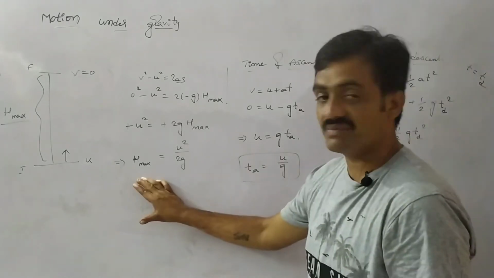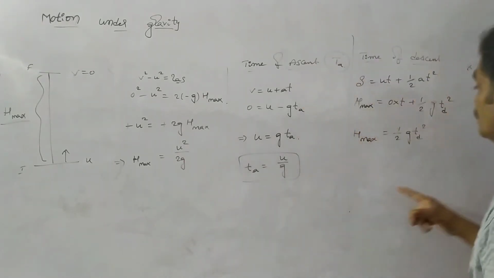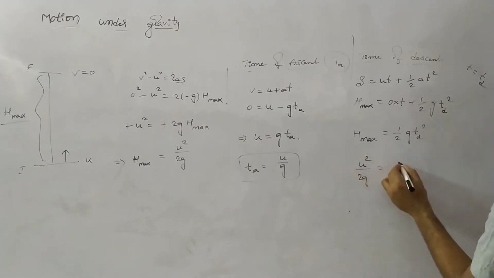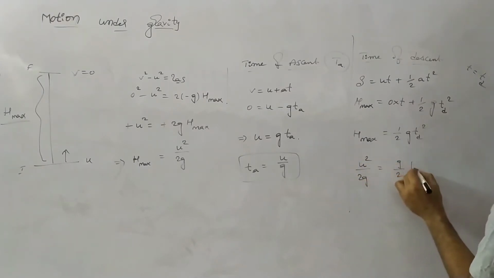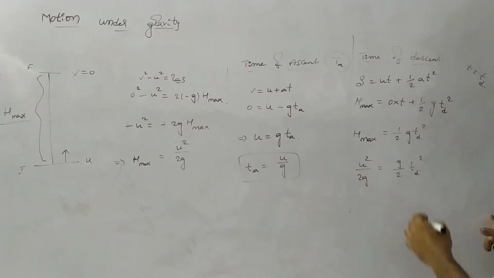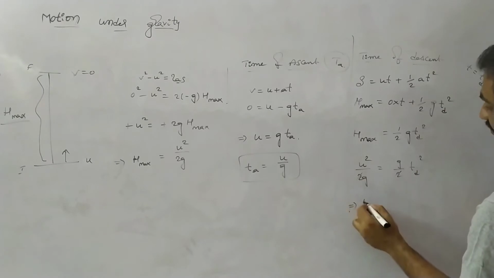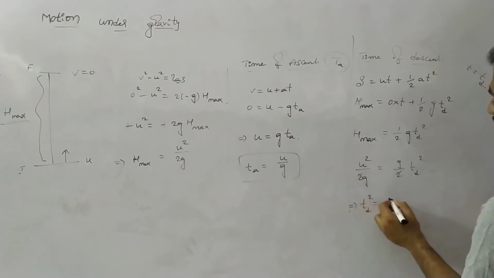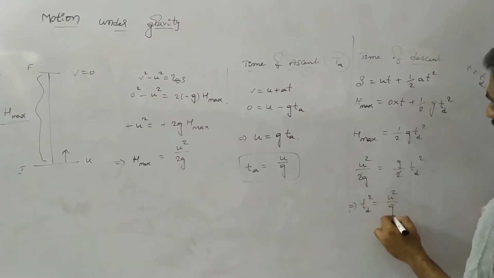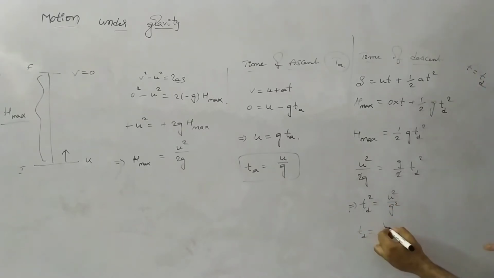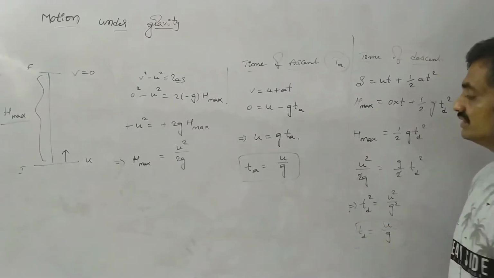where we know that h max, the maximum height, equals u square by 2g. If we substitute here, we have u square by 2g equals g by 2 into t suffix d square. So here 2 and 2 get cancelled, and if you bring this g to this side, then we have t suffix d square equals u square by g square. Then we can represent that t suffix d equals u by g.